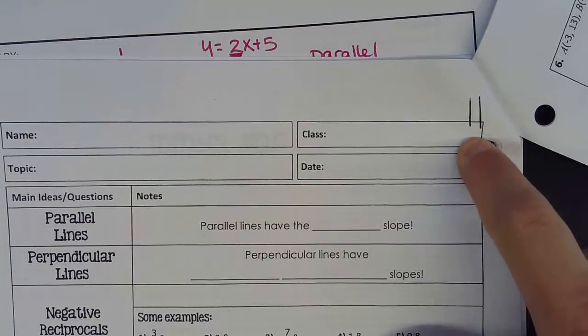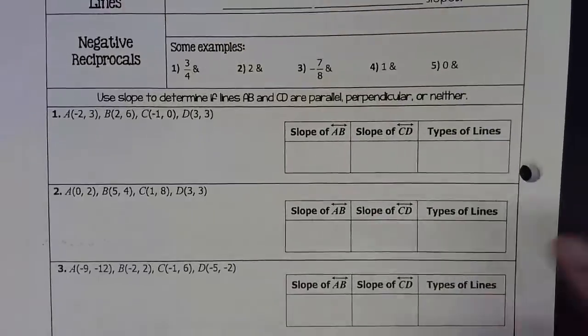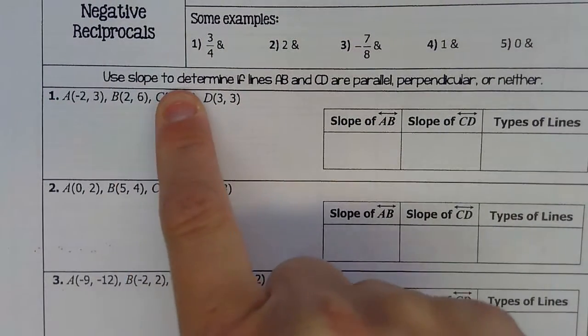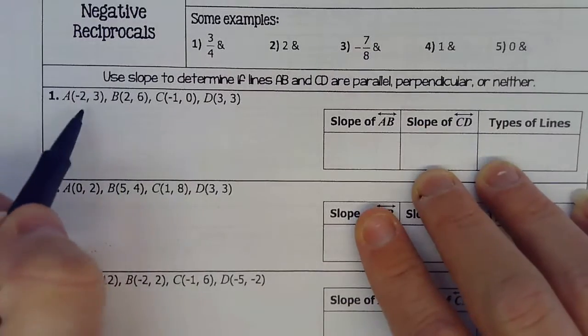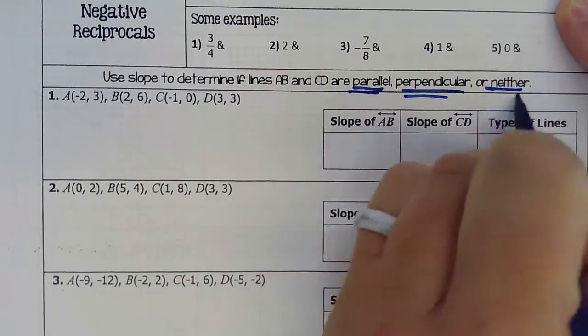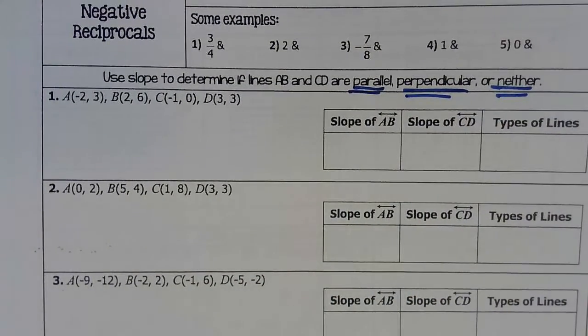So page 11 today is part of your actual assignment. We're going to do part of what I had originally planned on being your assignment today, right now. If we take a look at number 1, use slope to determine if lines AB and CD are parallel, perpendicular, or maybe neither. Parallel means our slopes are exactly the same. Perpendicular means our slopes are opposite reciprocals. Neither means they're neither one of those two things.